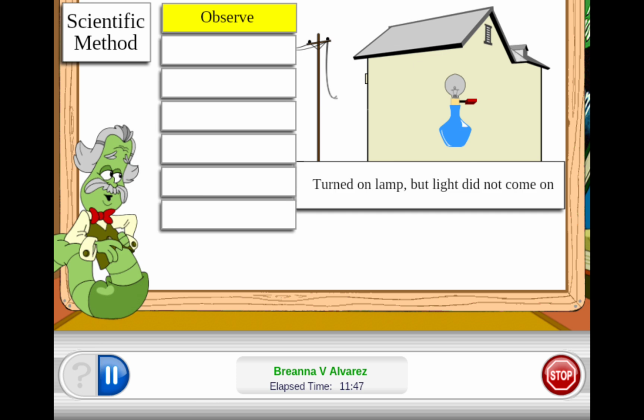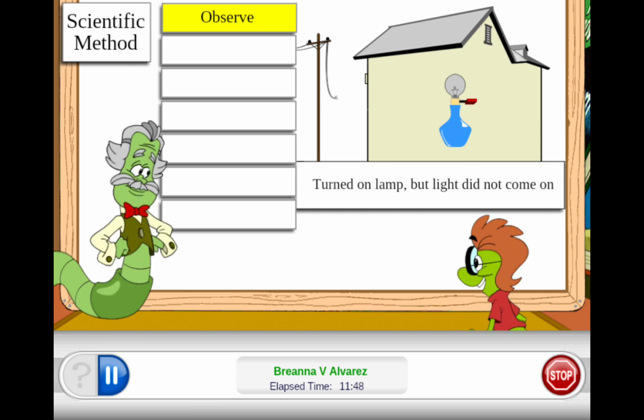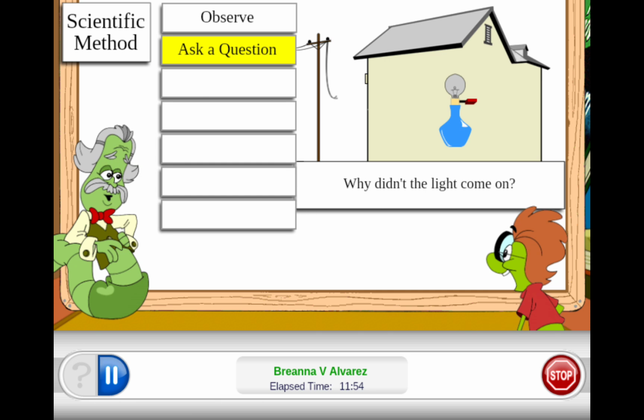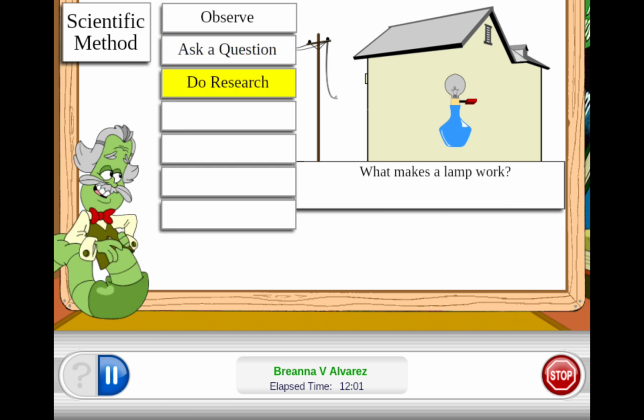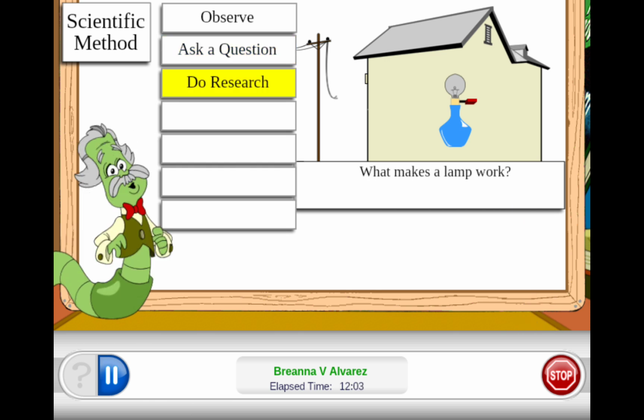Now, think about what you observed. Like I said, I was very curious, so I questioned. What question did you have? Why didn't the light come on? Good question. Time to do some research.